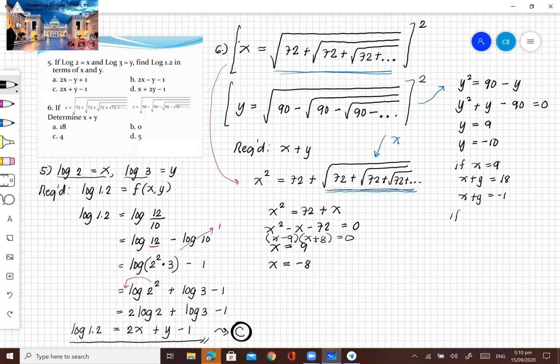Now, if x is negative 8, so you have x plus y. This should be 1. Then x plus y, this should be negative 18. So, four possible answers: 18, negative 1, positive 1, and negative 18. So we have only one possible answer available on the choice, which is positive 18. So therefore, this should be the possible answer.